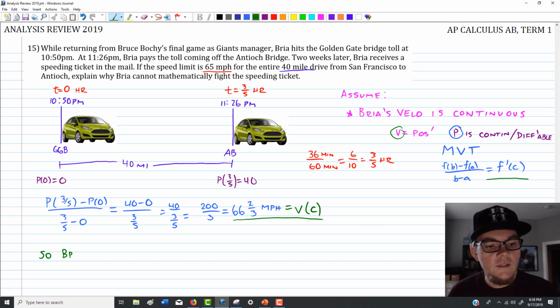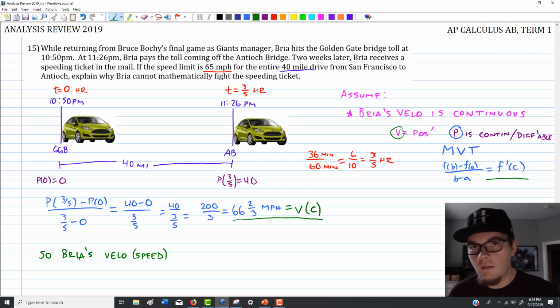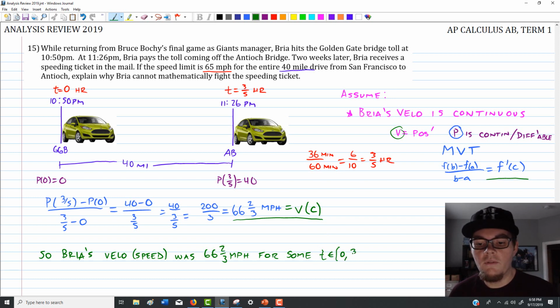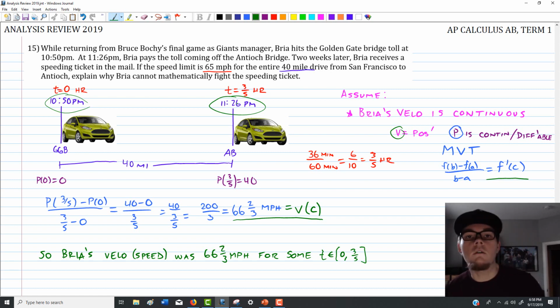So what that means is Bria's velocity, which we can probably call speed here safely. I mean, if she went backward, that meant she went even faster, so it should be speed. So Bria's speed was 66 2/3 miles per hour for some t between 0 and 3/5. So basically, at some time between 10:50 p.m. and 11:26, Bria was going 66 2/3 miles per hour. We don't know when, we don't know for how long, but we know she was.